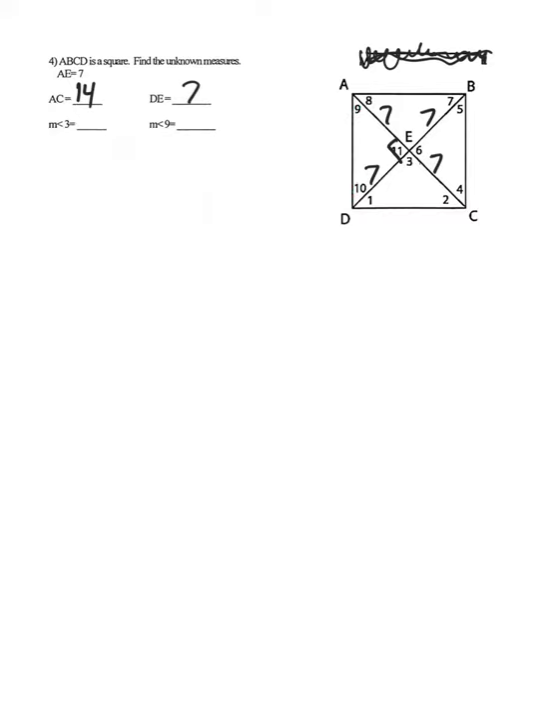So since I have 90-degree angles all around, and because it's a rhombus, the diagonals bisect the opposite angles, then if these angles are complementary, each one is half. So 90 degrees divided by 2 is 45 degrees. So not only is angle 9 45 degrees, but so is angle 8. So 8 would be 45, 7 is 45, 5 is 45 degrees, 4 is 45 degrees, 2 is 45 degrees, 1 is 45 degrees, and 10 is 45 degrees.